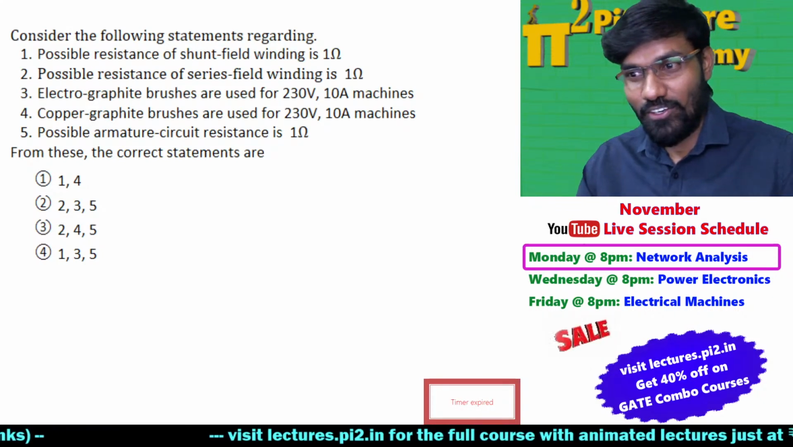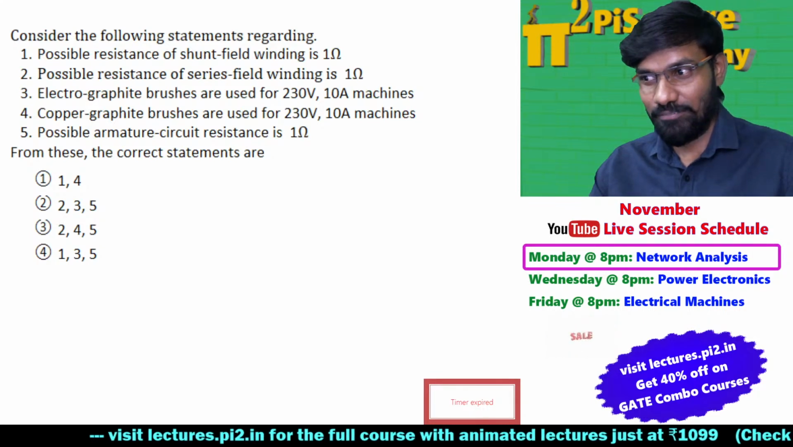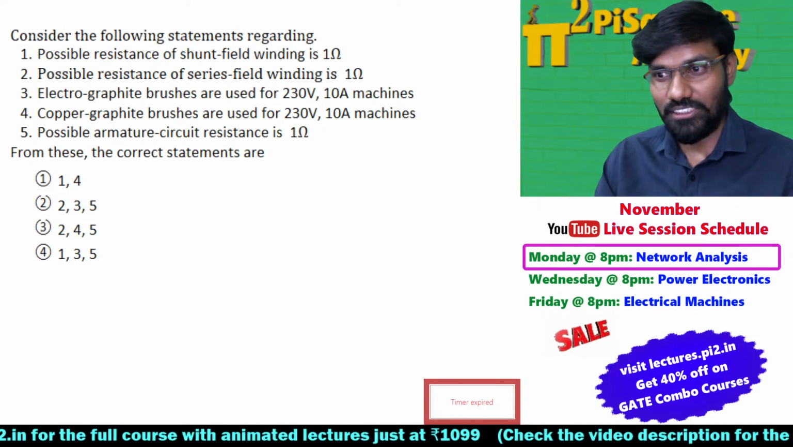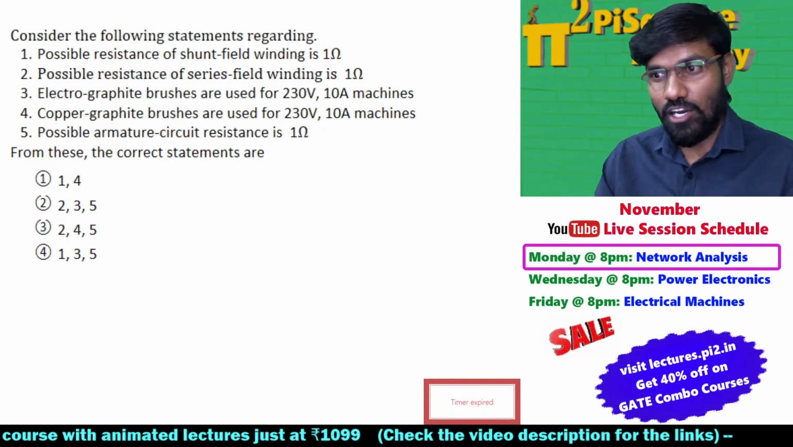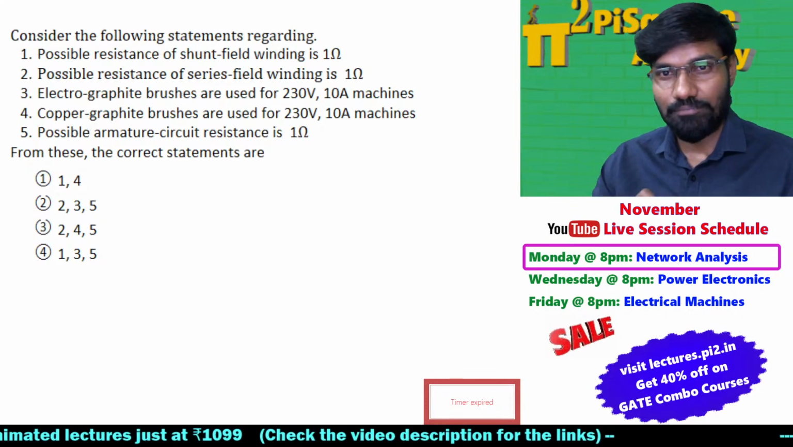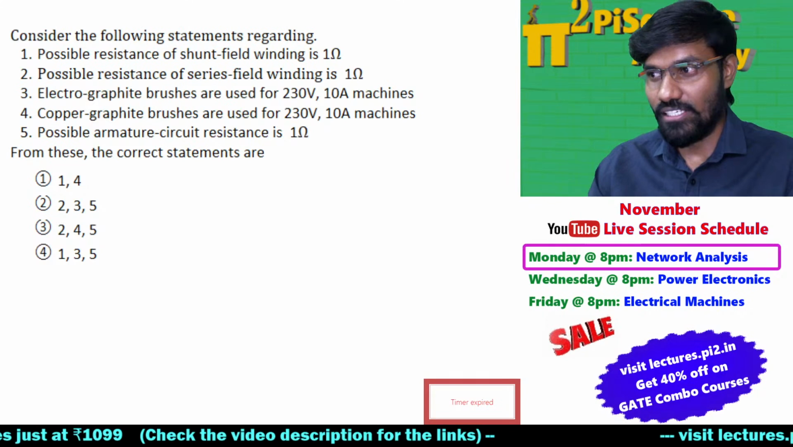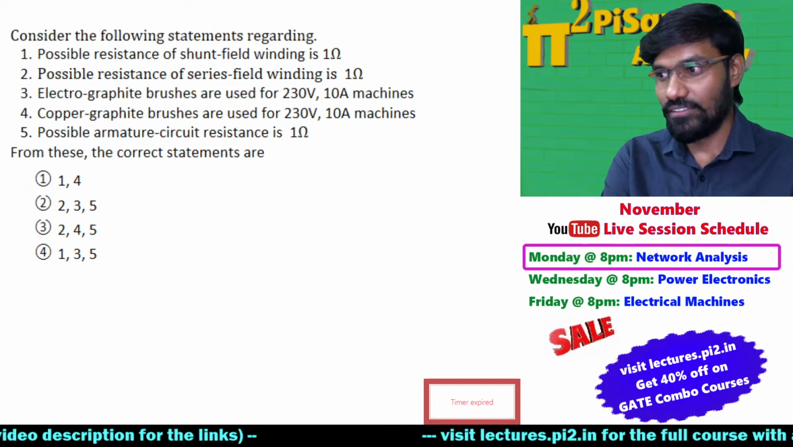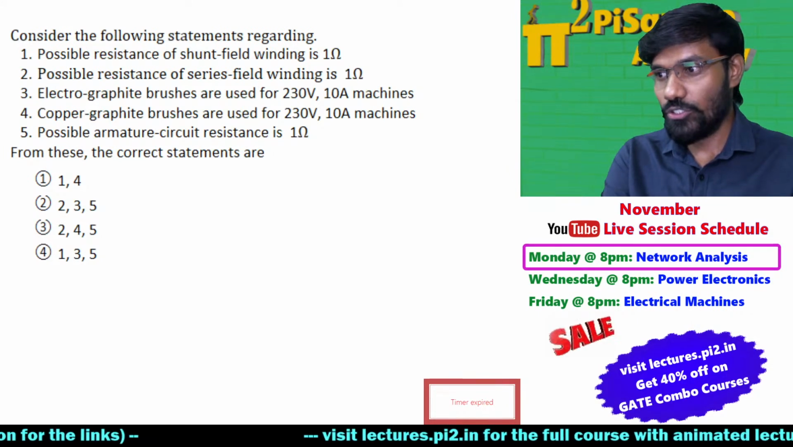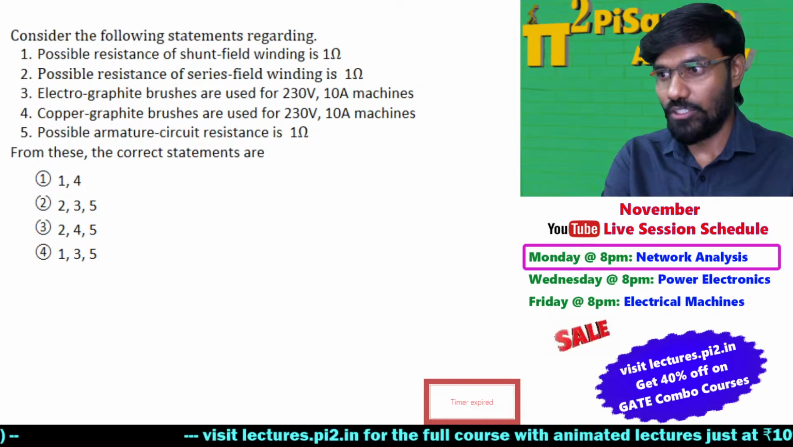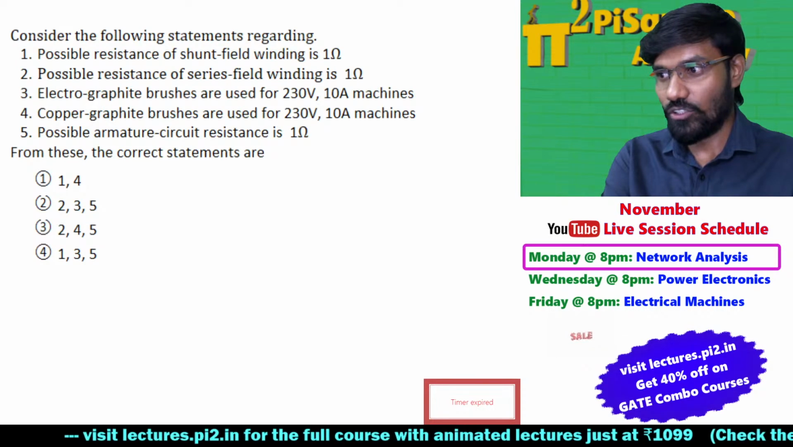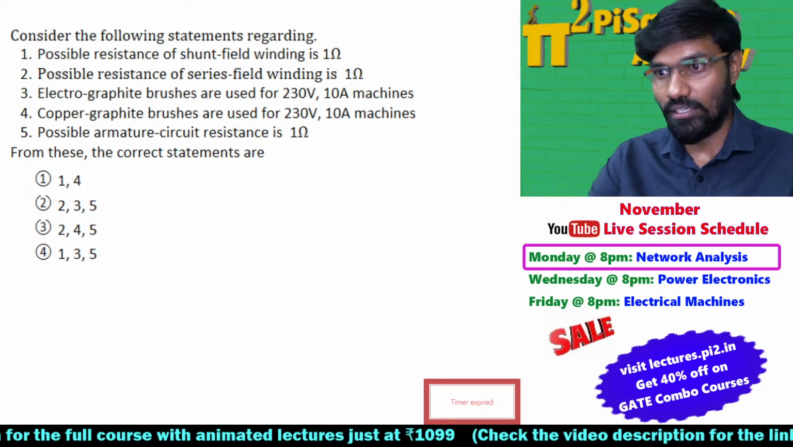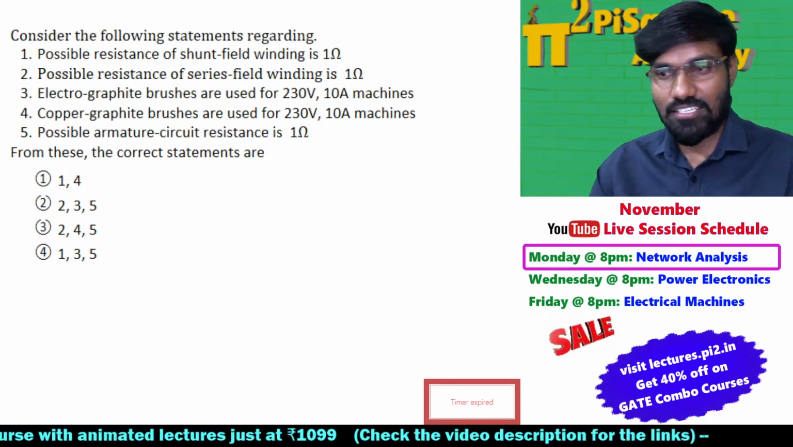Option 2, option 3, option 2, option 3. People are getting confused between copper graphite and electrographite. So which one to use? Electrographite or copper graphite? Or carbon? Yes, let me give the right answer.